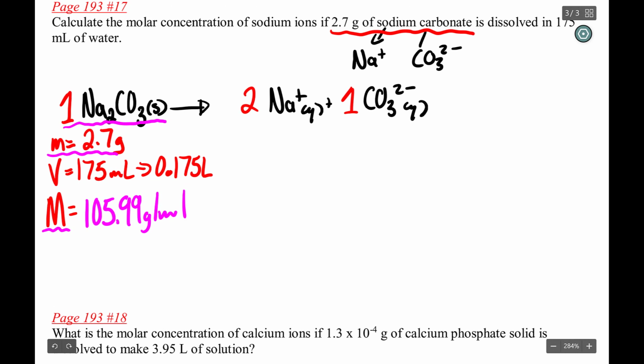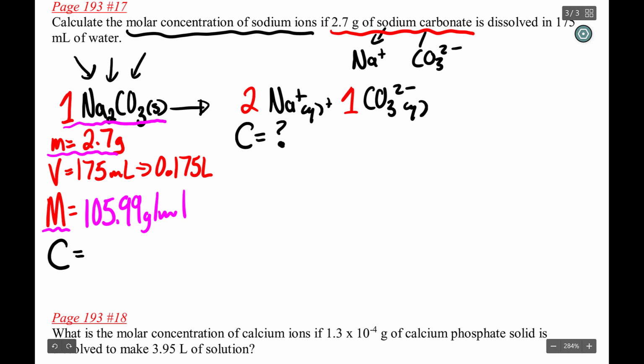Now I understand that's not the question. The question is asking for the molar concentration of sodium ions. This is my goal here. I need to know the concentration of this. The only way I'm able to do that, though, is to get the concentration of the information I do know, which is sodium carbonate, and then do a mole-to-mole ratio, basically just multiplying by the coefficient to get the concentration of any of the ions.